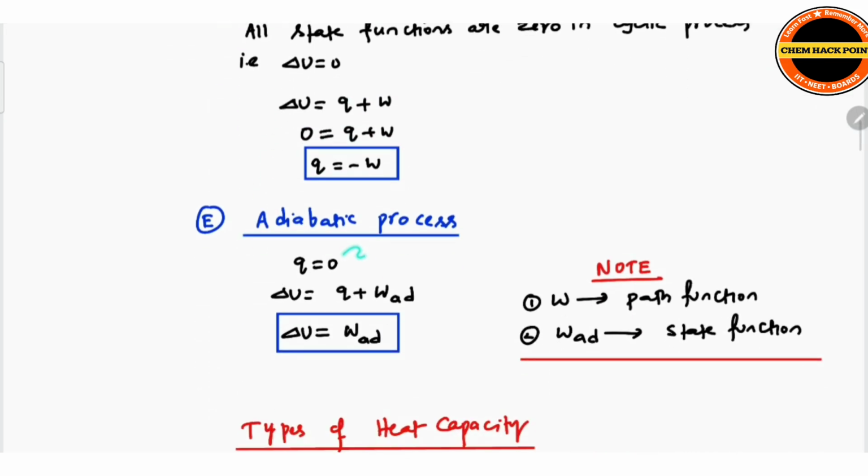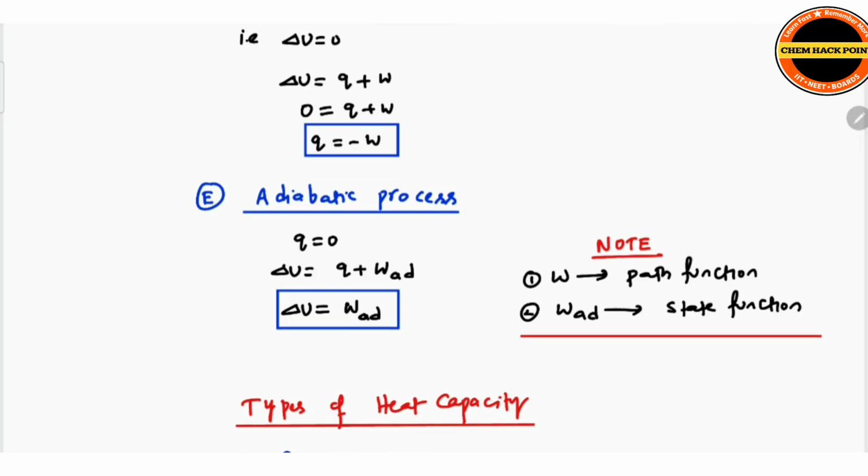Adiabatic process, we know Q is 0, delta U should be Q plus W, so delta U is W adiabatic. W is a path function, we know it depends on path, but W adiabatic work is equal to delta U, so hence it is behaving like a state function. With delta U being a state function which is equal to W adiabatic, hence you can refer to it as a state function.